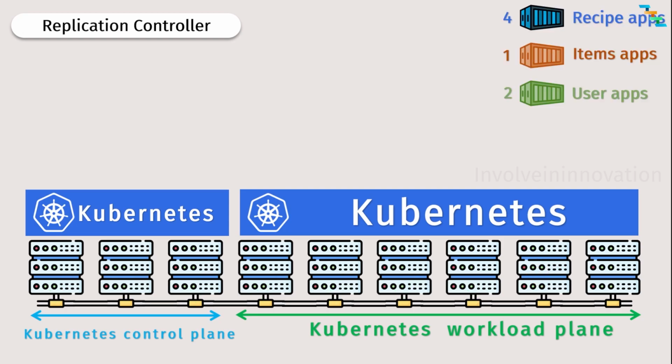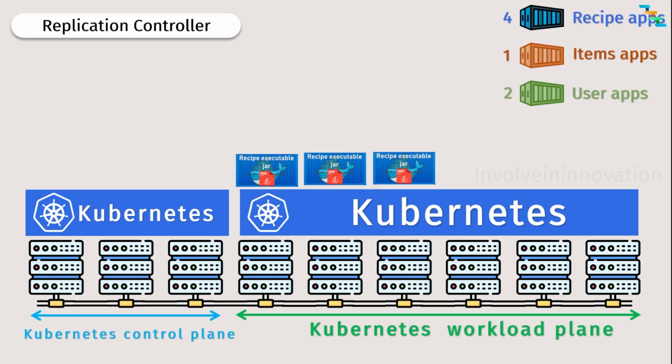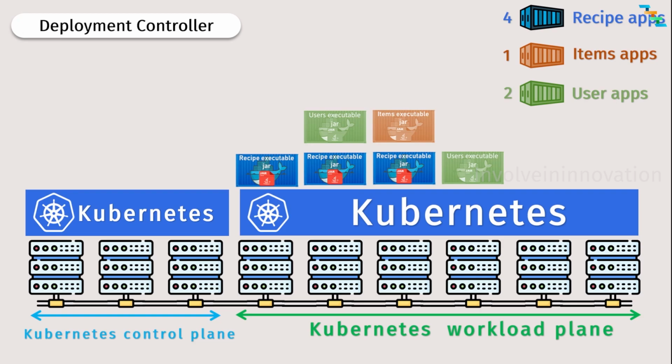Replication controller. The replication controller ensures a specified number of pod replicas are running at any given time and creates a new pod or deletes excess pods to maintain the desired number of replicas. Next is the deployment controller. The deployment controller manages deployment objects by ensuring the correct number of replicas are running and handles rolling updates and rollbacks of applications.